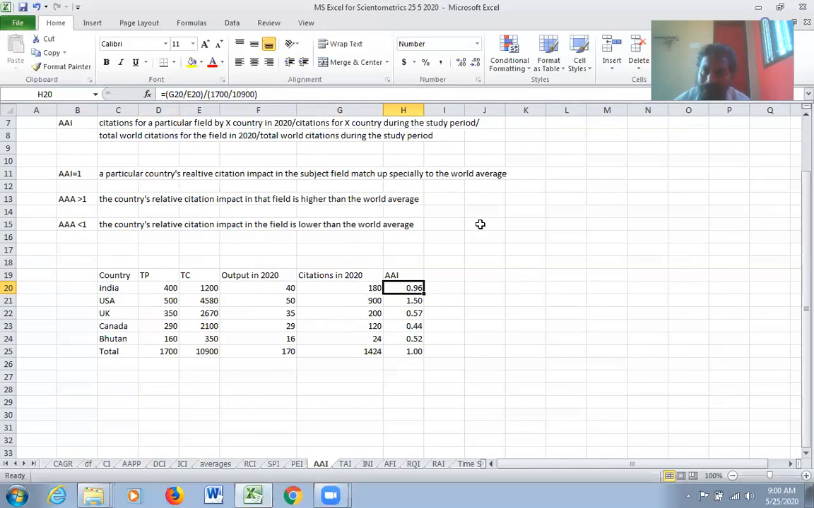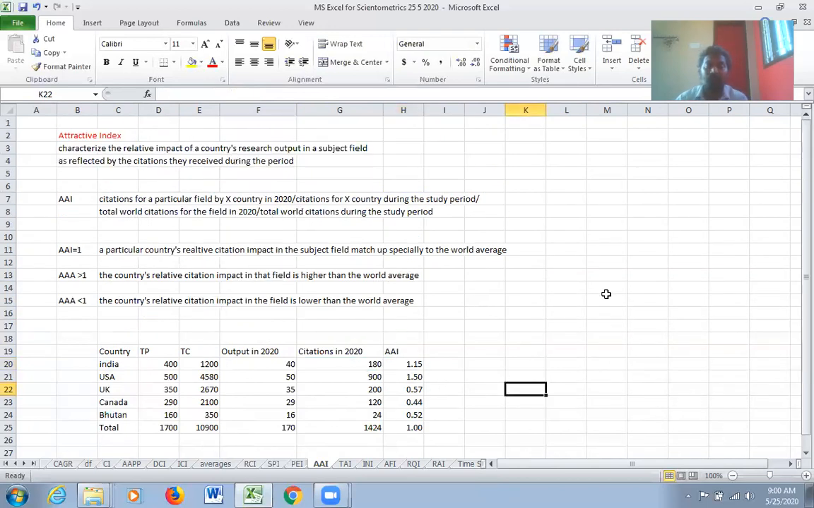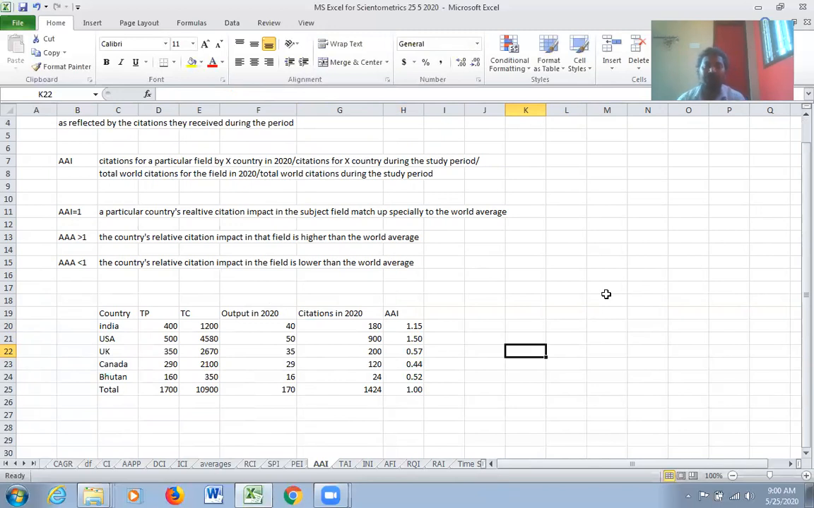G20 by E20. What is the second part of the formula? Total world citations in 2020. What is the total world citations? 10,100. So what is that? This is total world citations in 2020. If you take 2020, what is the total citations? 1424. I think my first number is correct. 1424 is the total citations in 2020, divided by total world citations. What is the total world citation? 10900. So this tells you the attractive index, to what extent our contributions, our publications, are attracted by other researchers.